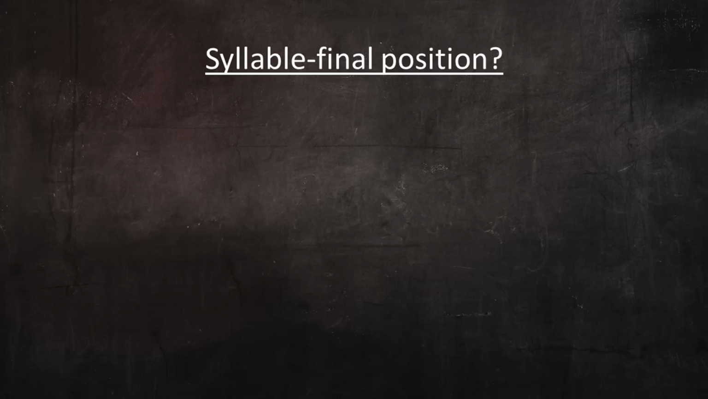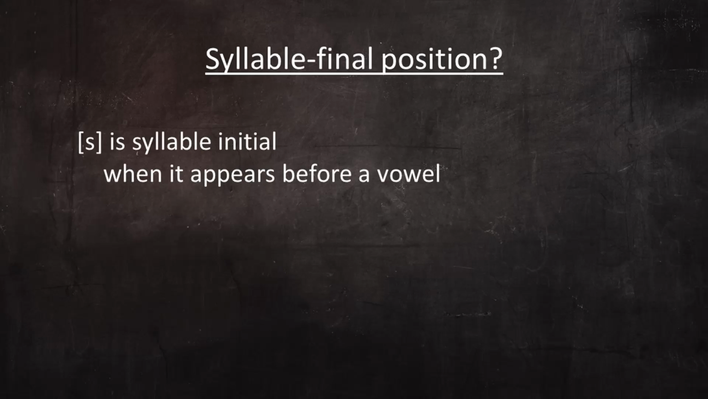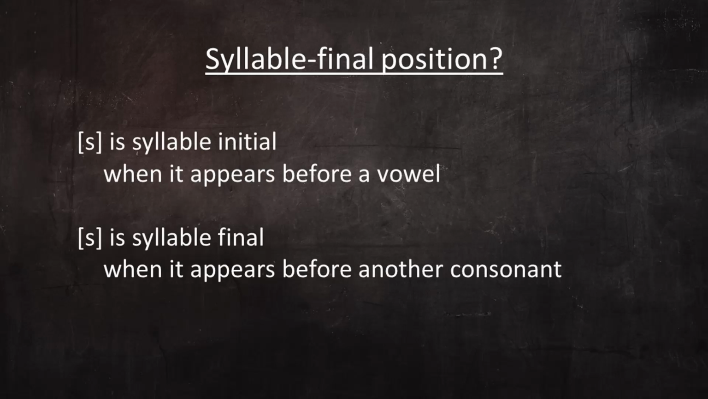Okay, so what does it mean when we say that an S appears in syllable-final position? Someday I'll make a video on Spanish syllabification and I'll go into this in more detail. But for now it's sufficient to say that an S is syllable-initial when it appears before a vowel, and syllable-final when it appears before another consonant or at the end of an utterance. And this rule even applies across word boundaries.